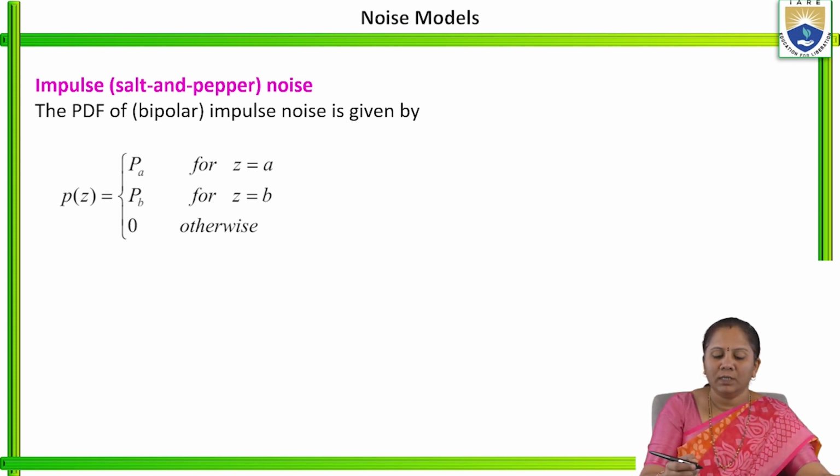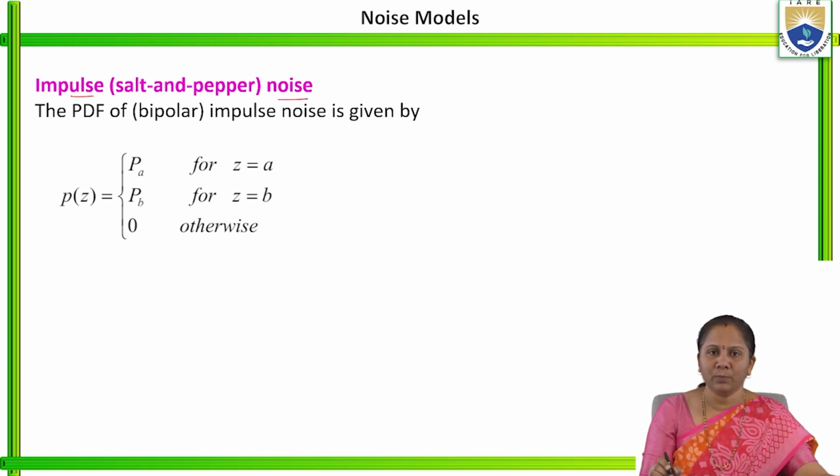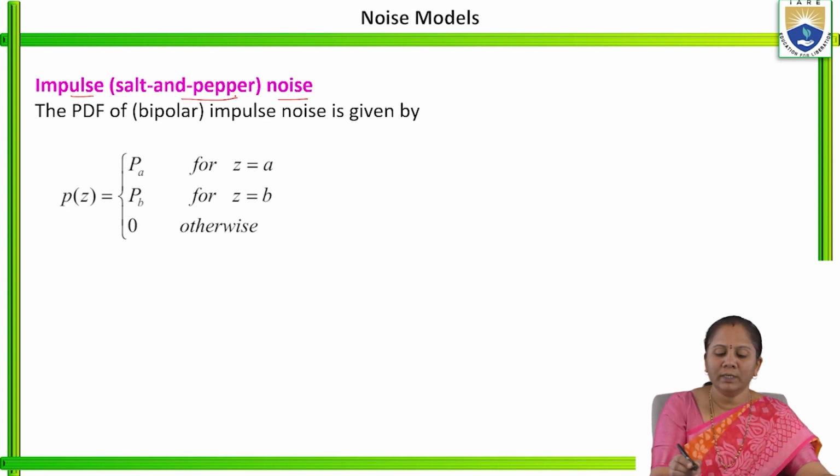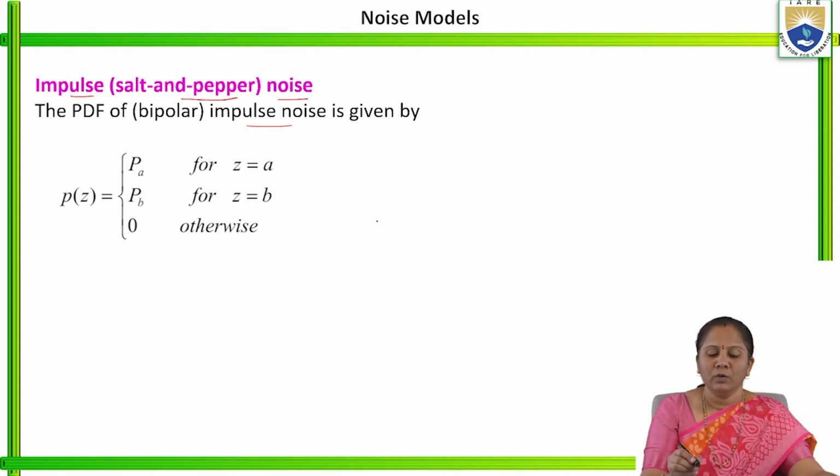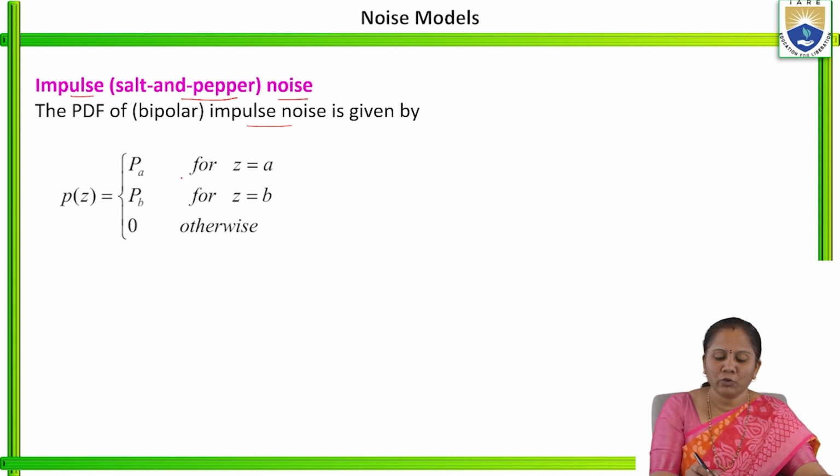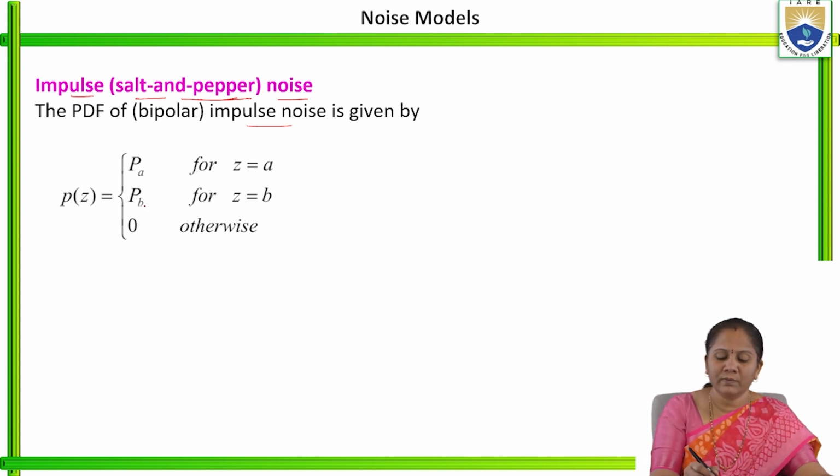Coming to the next noise model, which is impulse noise. Another name for this impulse noise model is salt and pepper noise. So the probability density function for this impulse noise can be represented as, so here two cases are there. One is salt noise and another one is pepper noise. So here we have PA and PB.